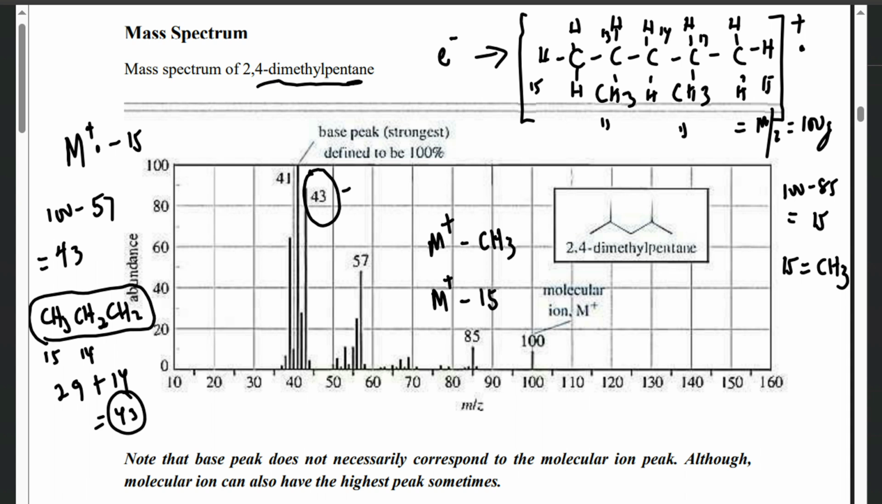So this 43 here is basically M plus minus CH2, CH3, right? So note that the base peak does not necessarily correspond to the molecular ion peak. This is the molecular ion peak. Although the molecular ion can also have the highest peak sometimes, we cannot always say that the molecular ion should have the highest peak. Don't mistake the two together. Base peak is different from molecular ion peak, right?